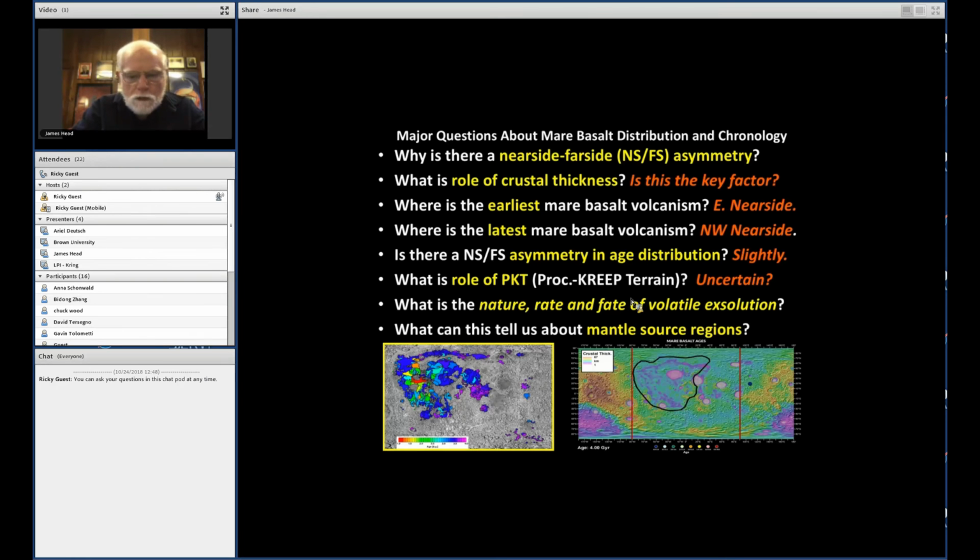The Chang'e 5 data will in fact help us to really understand that. What's the nature, rate, and fate of volatile exsolution? Again, these are really critically important points. This is why future exploration, exploring and bringing back samples of all these different units is really critically important.